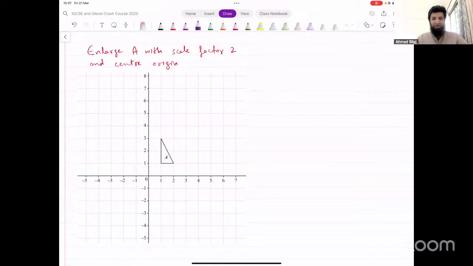So we have this triangle, and what we want to do is we want to enlarge this triangle with scale factor 2 and the center of enlargement at the origin. Okay. So with respect to the origin, we want to enlarge this triangle.